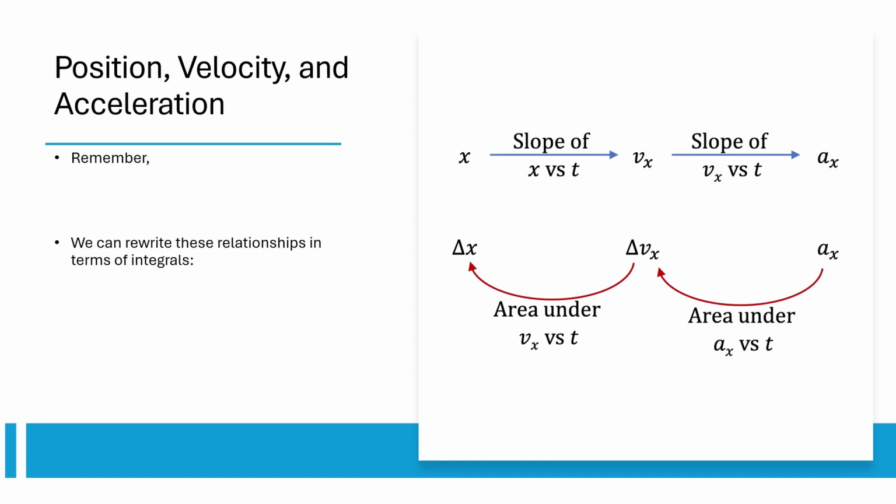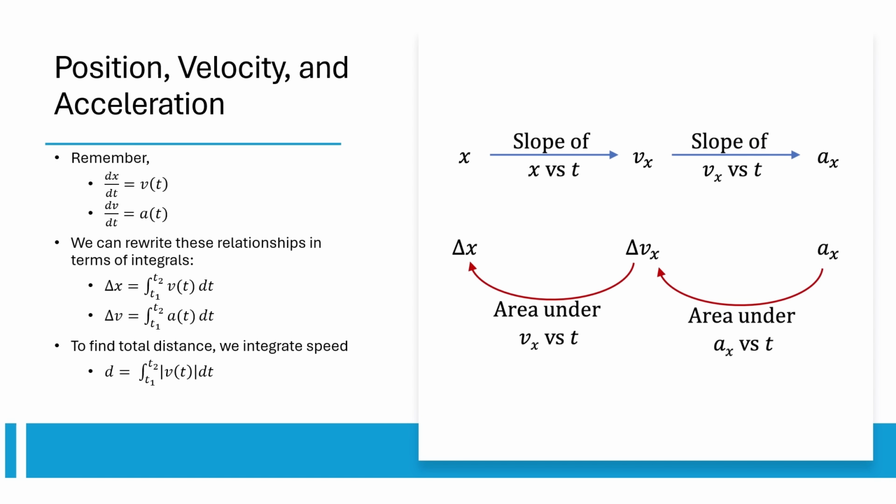Now it's time to talk more about position, velocity, and acceleration. Remember that the derivative of position with respect to time is velocity, and the derivative of velocity is acceleration. We can rewrite these relationships in terms of integrals to get the change in position or displacement is the integral of velocity over a time period, and the change in velocity is the integral of acceleration over a time period. To get total distance, we integrate speed, which is the absolute value of velocity.